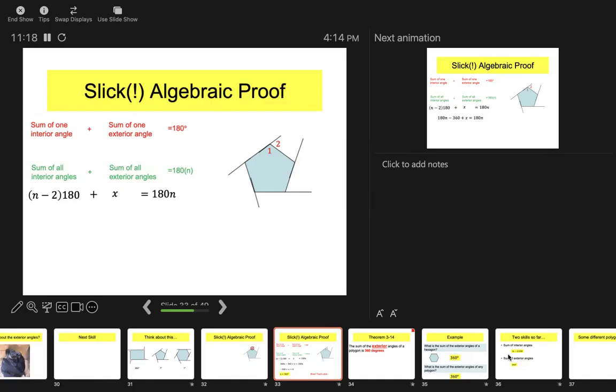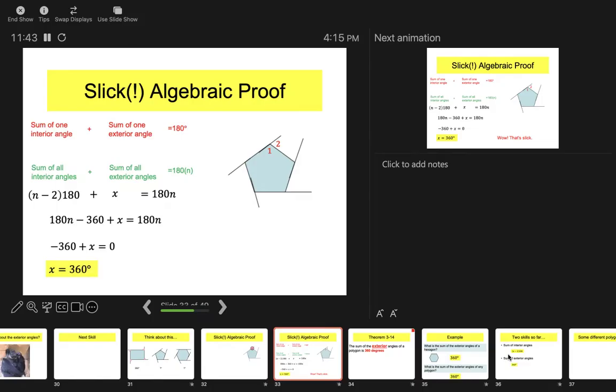Now watch this slick, right? Do the distributive property there. 180 times n is 180n. 180 times 2 is minus 360. And look what happens. I got a 180n on both sides of the equation. Subtract that. Now add 360 and it says x. Well, what was x? X was the sum of all exterior angles.